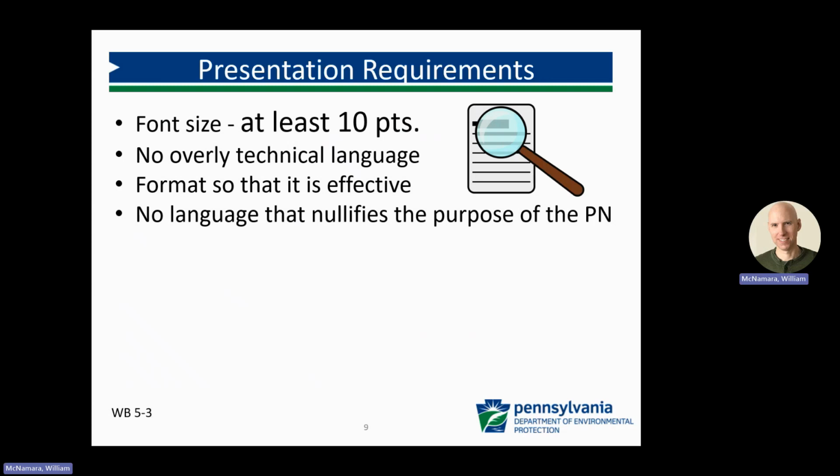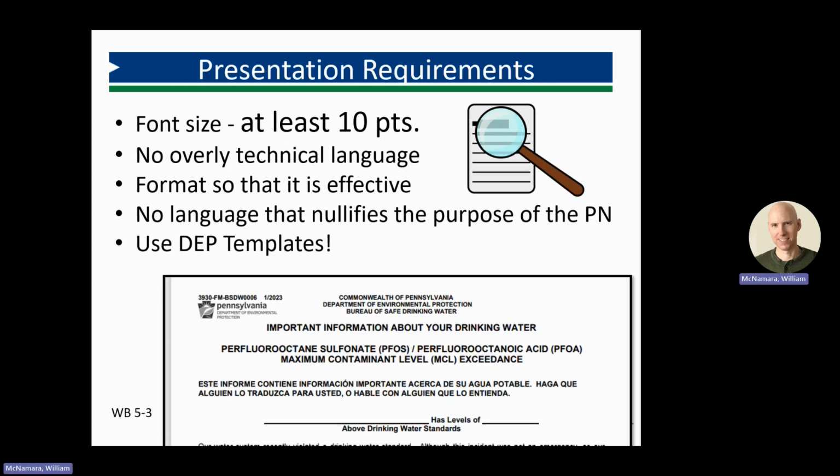And the notice cannot include language that nullifies or contradicts the required language within the notice. So, for example, the water system should not include statements that indicate they don't agree that the water should be boiled, but you have to boil it anyway, sort of thing. And we're going to talk about this, but DEP has public notification templates. Again, they're on the PN website. We will talk in a minute about a template for PFAS.